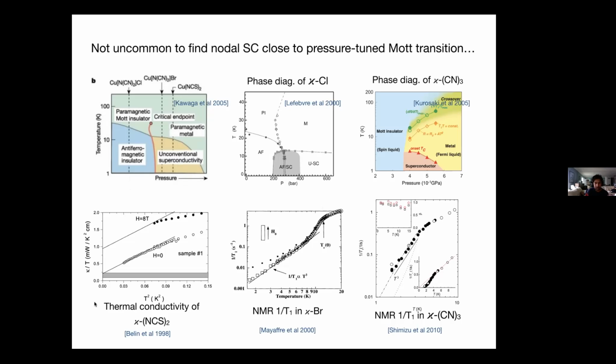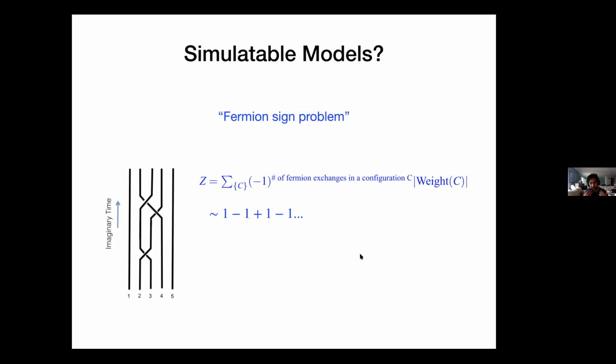And there is a lot of data that the superconductivity is in fact nodal. For example, thermal conductivity shows power laws, and NMR has T cubed, which is a signature of a Dirac-like node in many of these materials. So these things exist, at least in materials, and so let's see what we can do. If we want to study them faithfully, we write down some microscopic Hamiltonian, which typically resembles something like a Hubbard model.